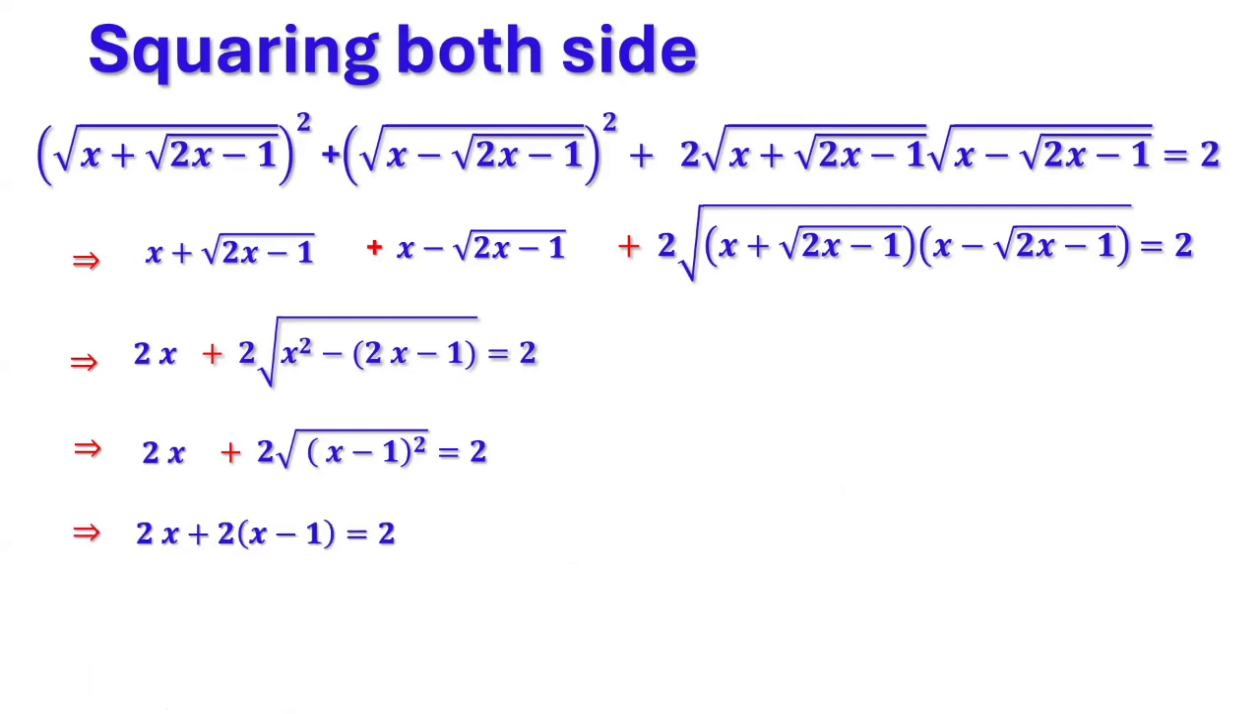Then we further simplify it, and because the square root of x minus 1 whole square is x minus 1, this will give us the final answer as x is equal to 1.